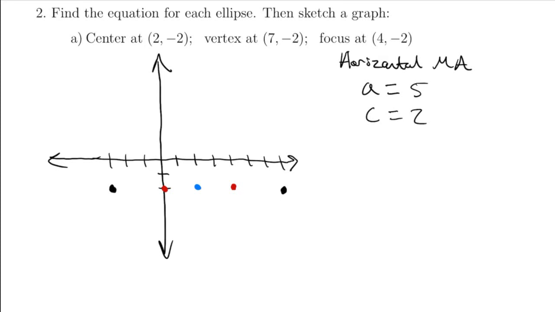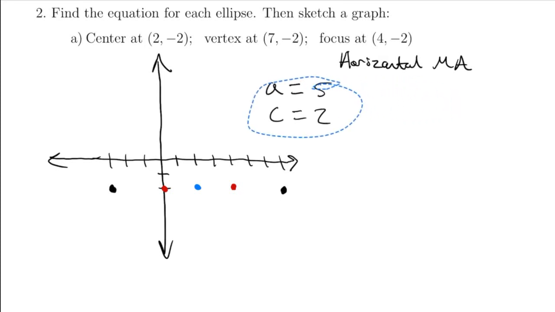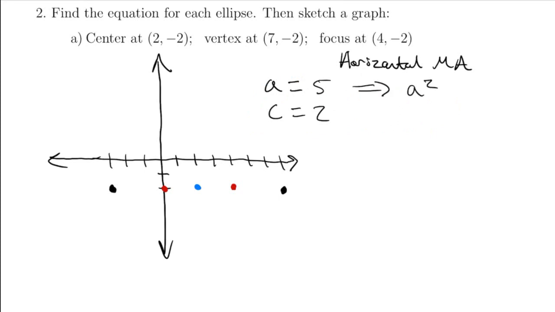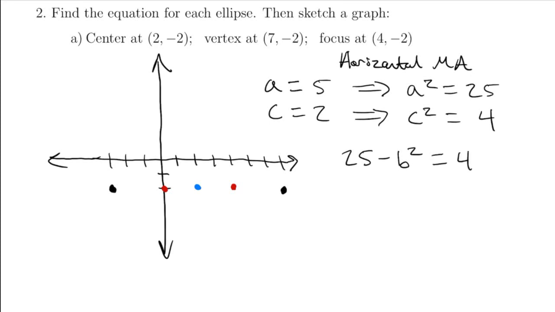Now what I can do is find a squared and c squared pretty easily. I can just square both of these. So this gives me a squared equals 25. This gives me c squared equals 4. And now I can find b squared because I'm going to need b to finish the sketch of my graph, and I'm going to need b squared because that's going to be in my equation, right? And I know that a squared, that's 25, minus b squared equals c squared. So now I can solve for b.